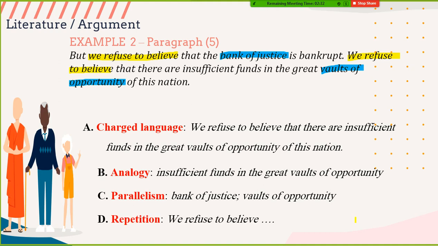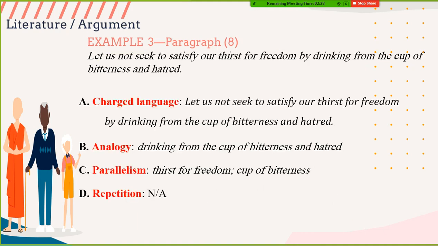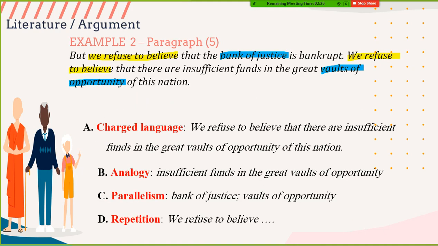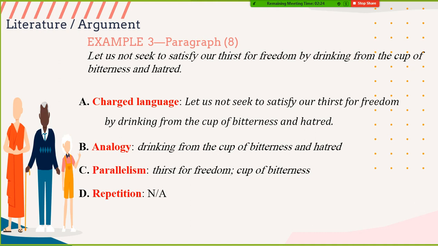What's missed here? We have the 4 devices now. Okay, the third example. It's answered, but let's read the sentence. Let's not seek to satisfy our thirst for freedom by drinking from the cup of bitterness and hatred. He's telling them that although we are very thirsty for freedom, we do not want to satisfy or calm ourselves by drinking from the cup of bitterness.